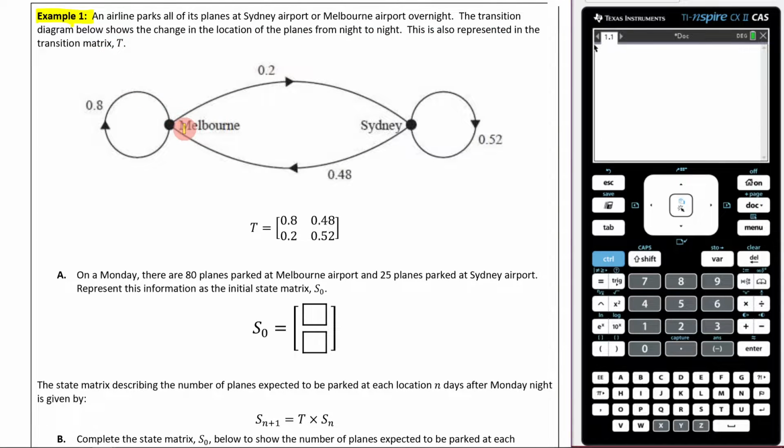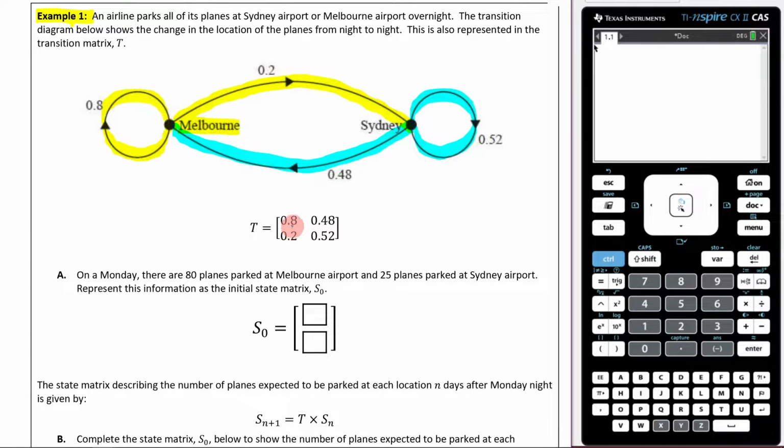So if you see here, if the plane is parked in Melbourne, then 80% of those will be in Melbourne the following night, while 20% of those will be in Sydney the following night. Likewise, if we start at Sydney, 48% will go to Melbourne the following night, while 52% will be in Sydney the following night. And now, with this information, we can create for ourselves a transition matrix.